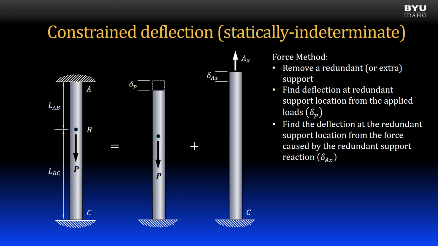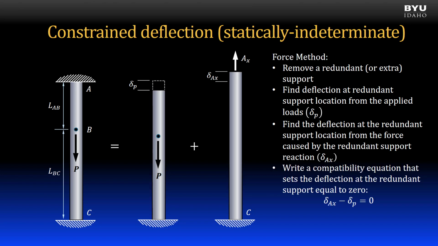Next, we find the deflection at the redundant support location from the force caused by the redundant support reaction. In this case, I've redrawn a free body diagram with the redundant support still removed, but in its place I have put on the reaction AX, acting to counter the force P. And I compute the deflection delta AX from that force, AX.